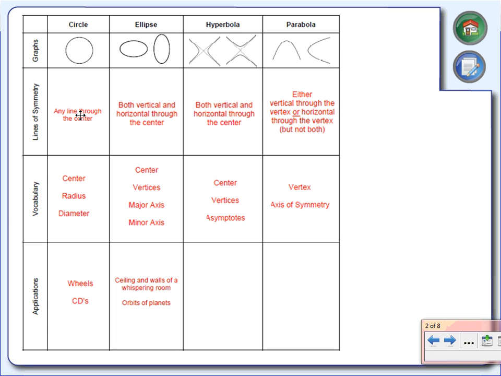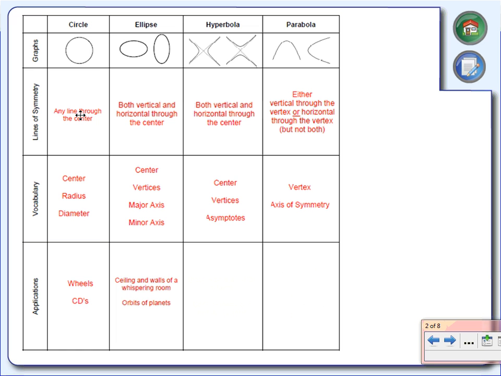Anybody know what a whisper room is? Never heard of a whisper room? That's right. Basically, it's a big room that's in the shape of an ellipse, and if one person were to stand on one side and another person stand on the opposite side, we'd be able to hear what they're whispering. And it all has to do with the shape of the room. Orbits of planets, yeah. It takes an elliptical path.